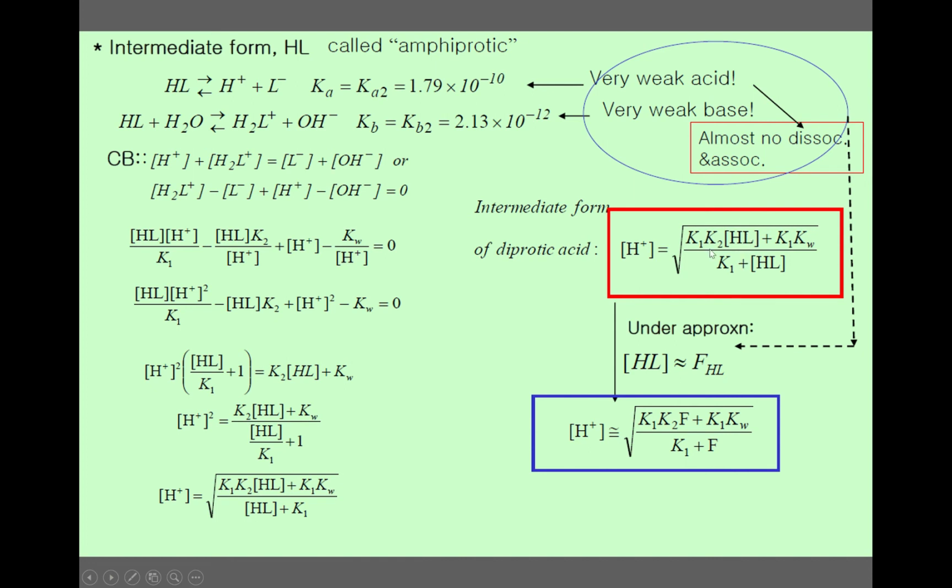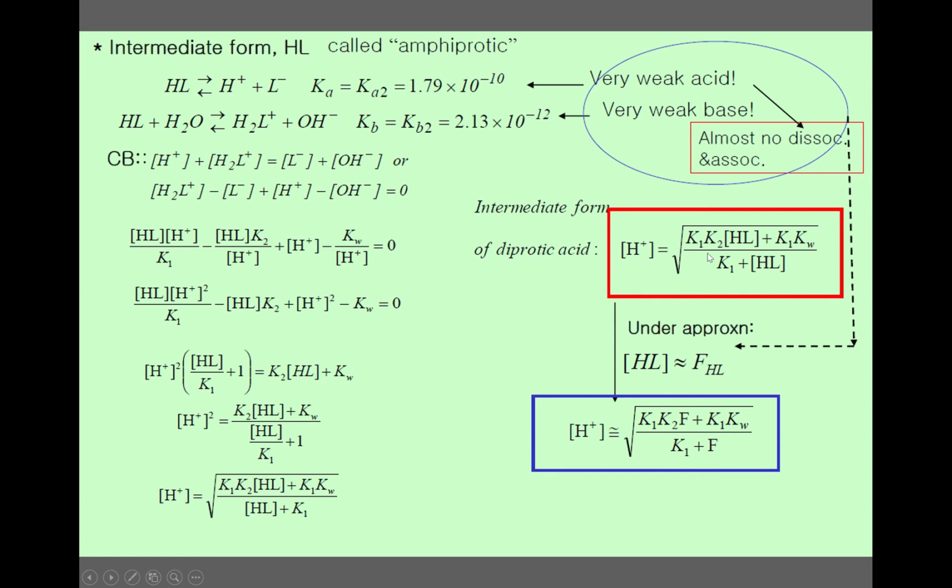But in most cases, compare the HL equilibrium concentration with the formal concentration of compound HL. Look at that: in this case, the dissociation constants are very small. That means it is not very well dissociated. So in this case, we can have a very good approximation. This equilibrium concentration is almost the same as the formal concentration here.